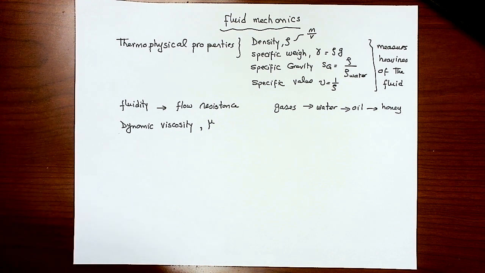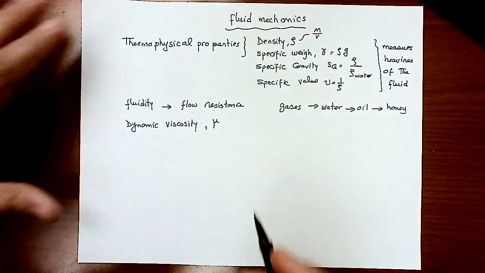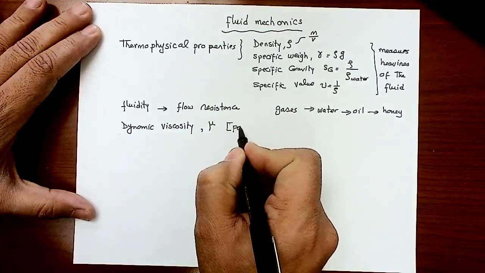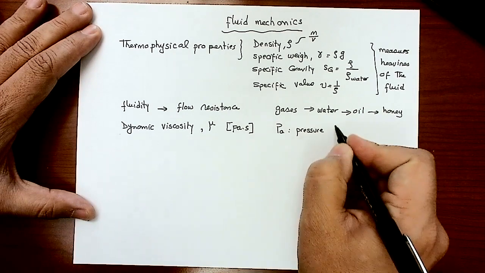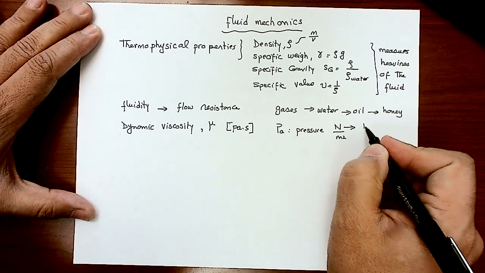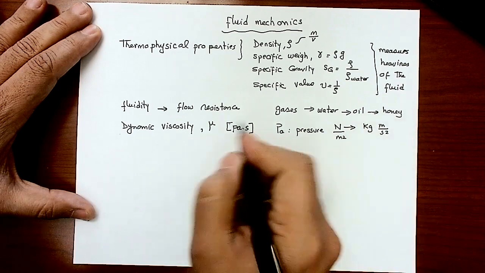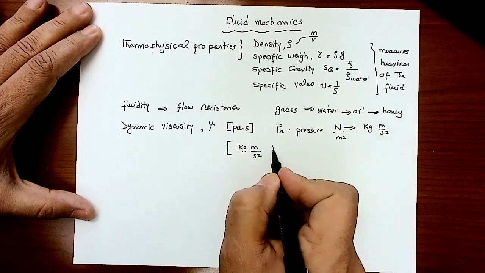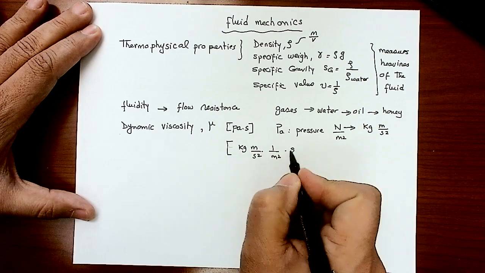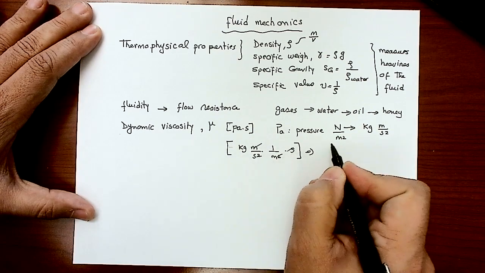The dynamic viscosity is measured by a unit called Pascal second. We all know that Pascal is the unit of pressure. If you want to break it down, it's Newton per meter square, and Newton is mass times acceleration, so it's kilogram meter per second square. I still have 1 over meter square and the second here. If you simplify that, it's kilogram per meter second.